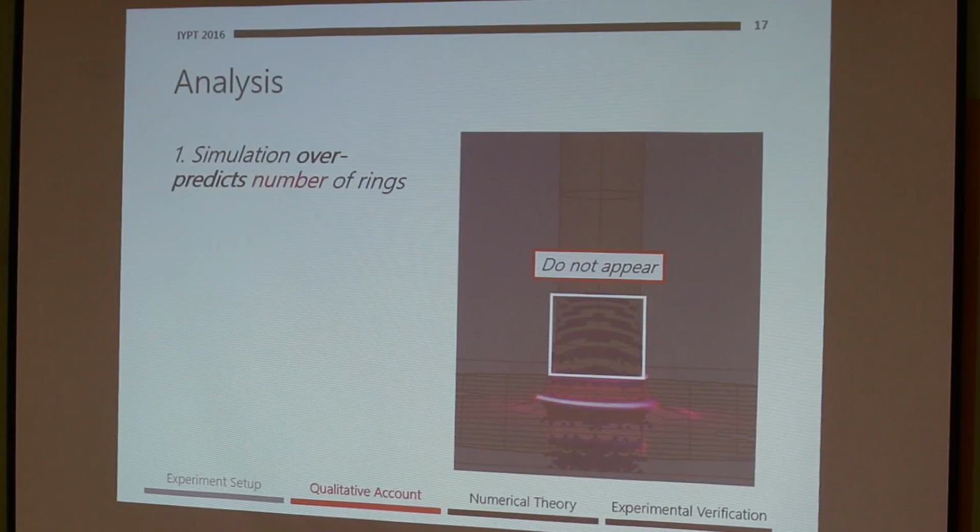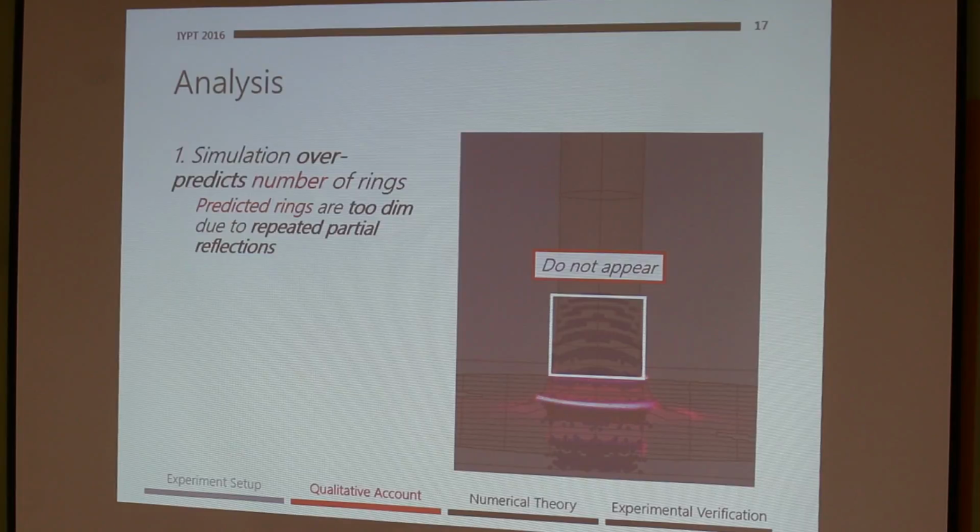First, we note that especially for the simulation with the partial reflections, our simulation does over-predict the number of rings that are formed, and quite a number of these predicted rings are actually not observed in our experiment. We note that this is due to the fact that these rings are too dim to be observed, as they are formed by repeated partial reflections of the water flow.